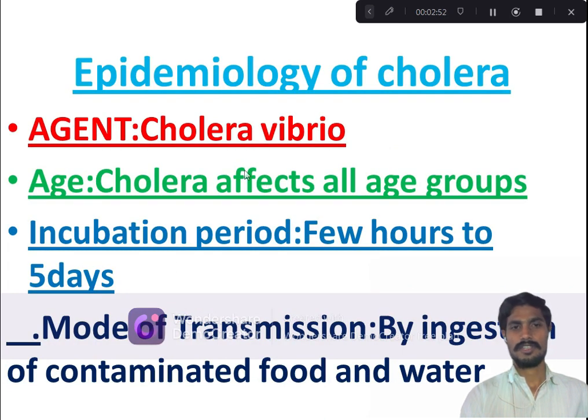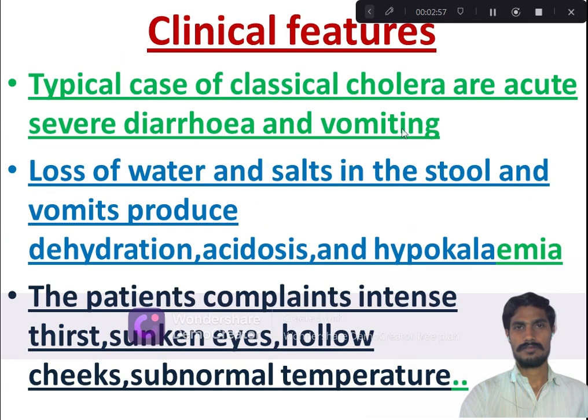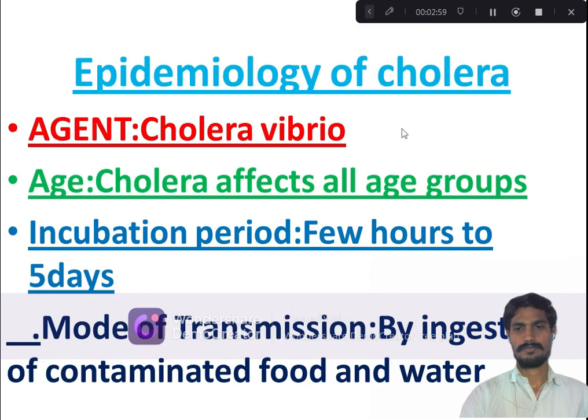Okay, you can see the epidemiology of cholera. Epidemiology means there are some factors. Agent: agent means who produces the disease, or by whom or by which the disease develops in our body. That is agent.